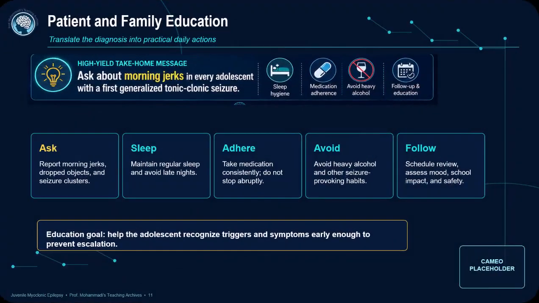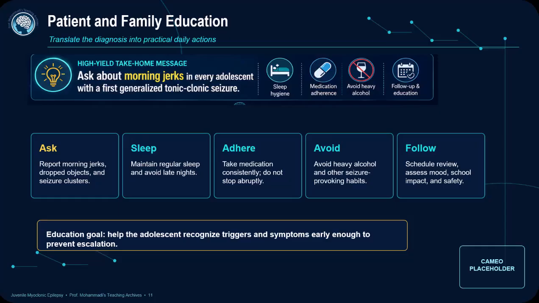Patient and family education translates the diagnosis into daily action. The adolescent should know to report morning jerks, dropped objects, or clusters of symptoms. Regular sleep and avoidance of late nights should be emphasized. Medication should be taken consistently and should not be stopped abruptly. Heavy alcohol and other seizure-provoking habits should be avoided. Follow-up should also include school performance, safety, mood, and the psychosocial impact of living with epilepsy. The goal is to give the patient a plan that is medically sound and realistic for daily life.